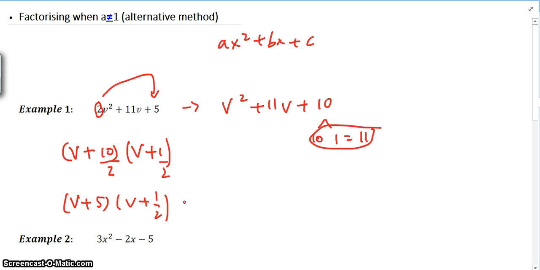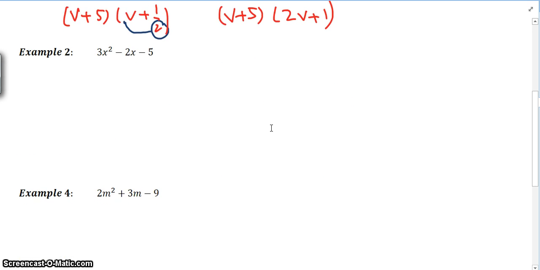Now, it's not finished just yet, because what I'm going to do is get you to literally drag this 2 up to the very front. And so what we end up getting is v plus 5, and this becomes 2v plus 1. Exactly what we got in the previous question. So let's remember those steps again. Let's put this into a bit more practice.